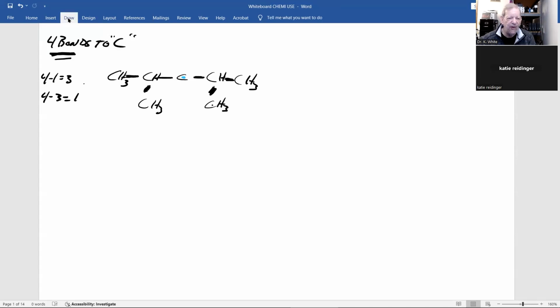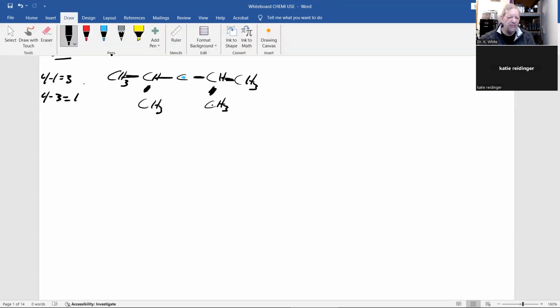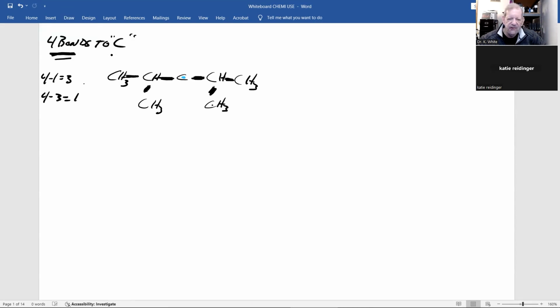If we look at that one, how many bonds to the carbon with the blue dot? 1 bond, 2 bonds. But there's always 4 bonds to carbon. 4 minus 2 equals 2. So that's how you put in hydrogens in a structure.